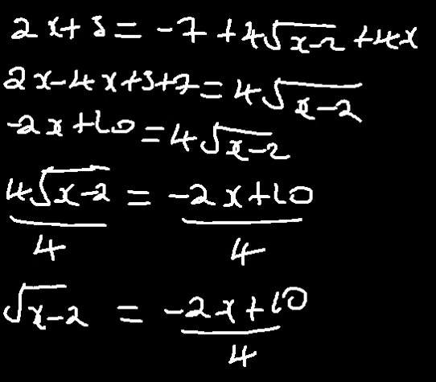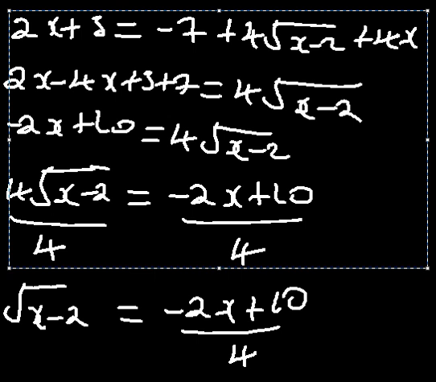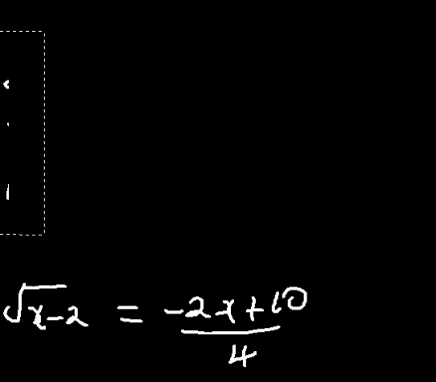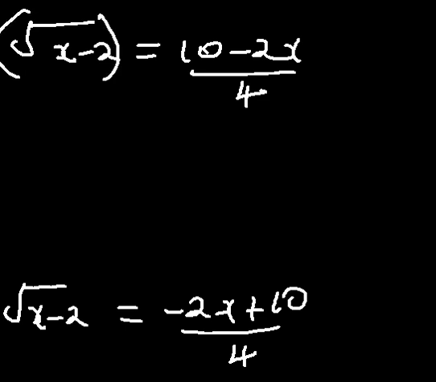And in this case that is the same as having it as the square root of x minus 2, which is equal to 10 minus 2x, all divided by 4. Then we have to square both sides.